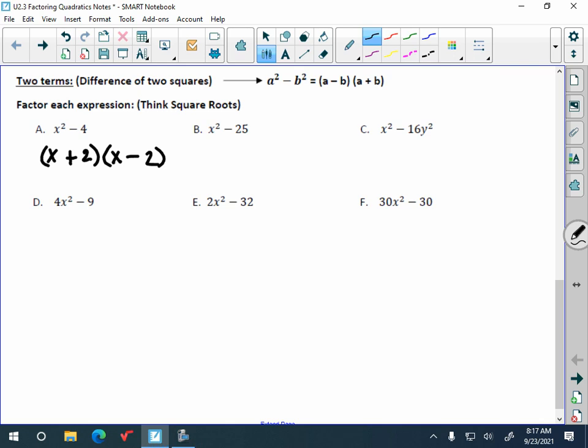All right, B, x squared minus 25. So both of these are perfect squares, and there's a minus sign. So then it factors into two binomials. One's plus, one's minus. Break up the x squared, x and x. Break up the 25, or take the square root of it, it's 5. So x plus 5, x minus 5.